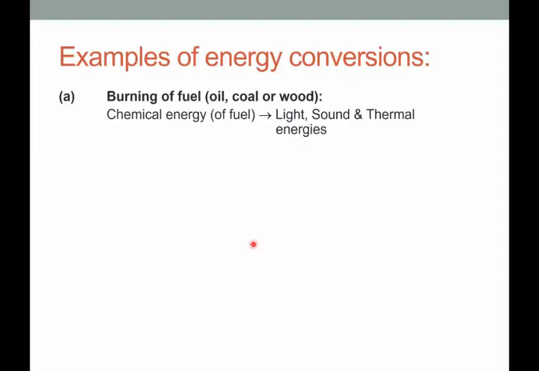Let us consider some examples of the principle of conservation of energy. A. Burning of fossil fuels. Oil, coal, and wood are examples of fossil fuels. They are made up of chemical energy. When they are burned, the chemical energy will be converted into light, sound, or thermal energies. Some of these may be useful, some may be regarded as useless.